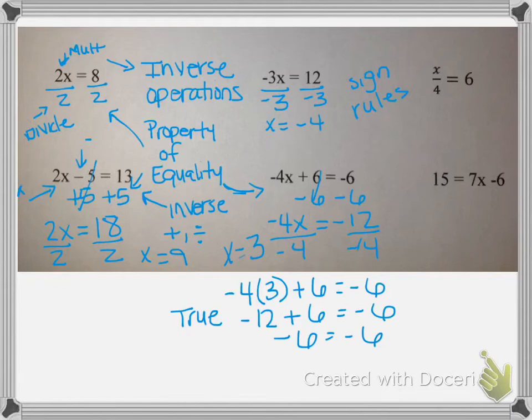I do want to point out here that this equation is division. So the opposite of division would be multiplication. So here I would want to multiply both sides by 4. And so when I do that, that would be 4 divided by 4. That's going to be 1, so 1x, and 6 times 4 is 24. So if that's division, then you want to do the opposite, which is multiplication.